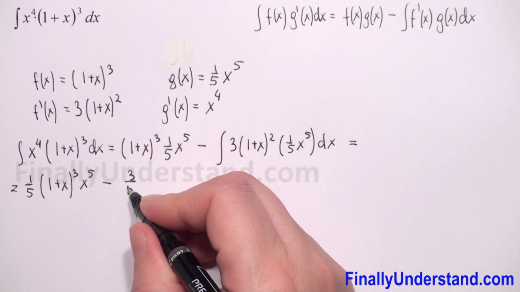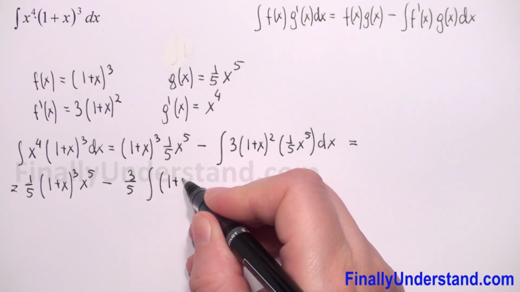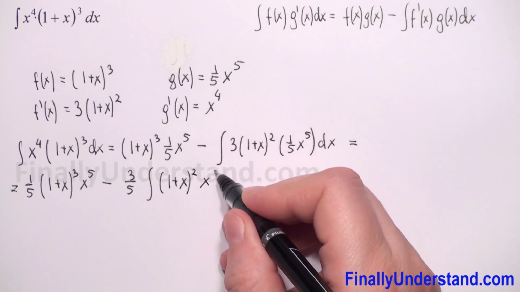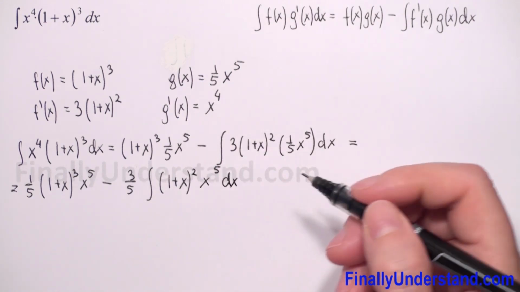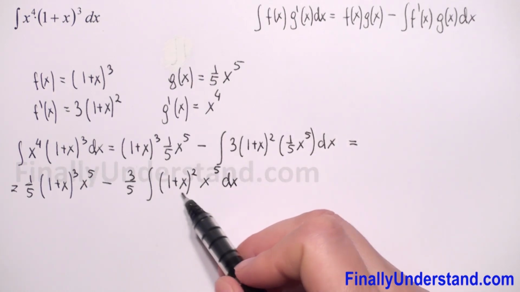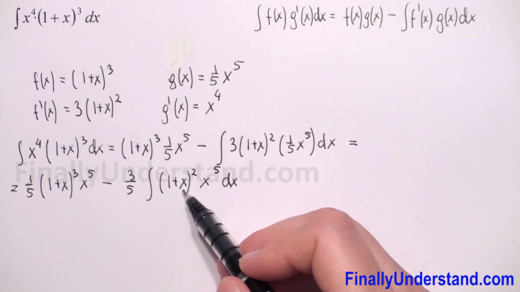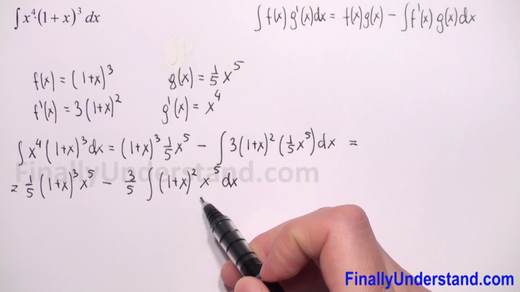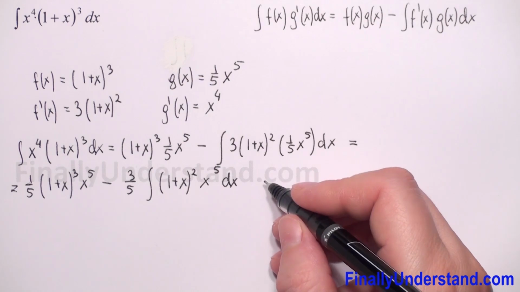So it will be 3 over 5, and we have the integral of (1 plus x) squared times x to the 5th power with respect to x. Next we can use integration by parts one more time, or you can expand the square of 1 plus x and use the power function formula. But let me do integration by parts one more time.